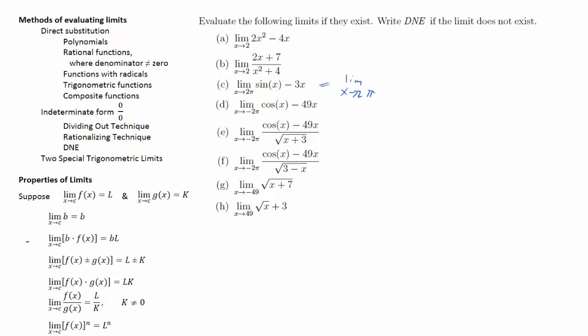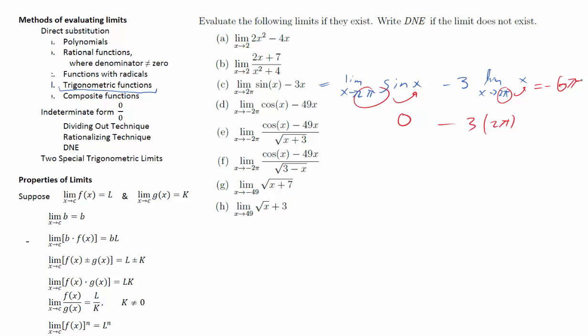Part C, the limit as x approaches 2 pi of sine of x minus 3x. Let's split up our limit: the limit as x approaches 2 pi of sine x minus, I can take out the constant, 3 times the limit as x approaches 2 pi of x. We can apply direct substitution for any trigonometric function. So what is sine of 2 pi? If we plug 2 pi in, the answer is 0, minus 3 times, and if we plug 2 pi in for x, the answer to the limit is negative 6 pi.